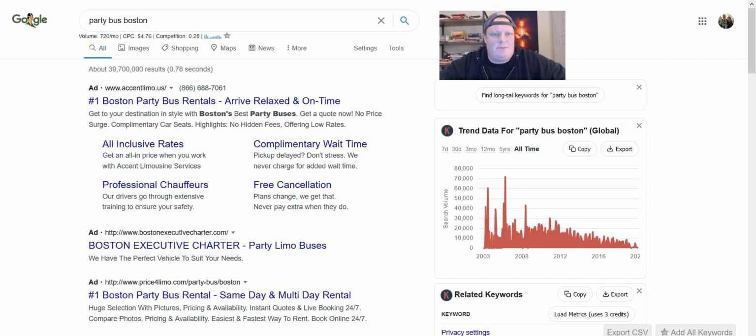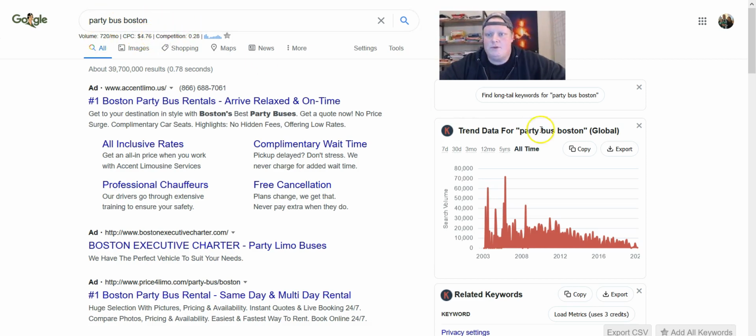Let's go through some examples of how I would apply the golden ratio to a prospective client to help them come up with a budget that's market appropriate for them. Okay, so I threw in Party Bus Boston.